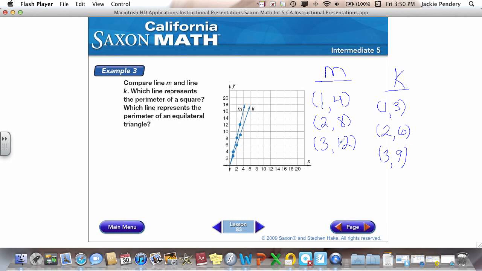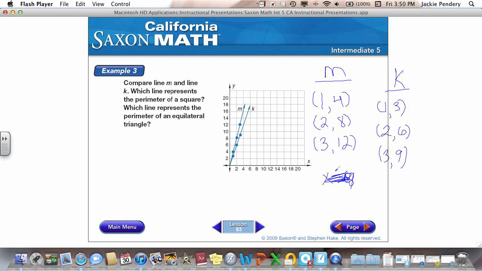Okay, so now that I have my coordinate points, what does this mean? We talked a couple of days ago about making an equation. Oh, that's not what I wanted to do. Okay, never mind. We're just going to cross this out.